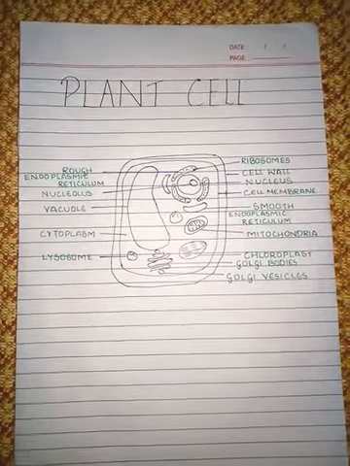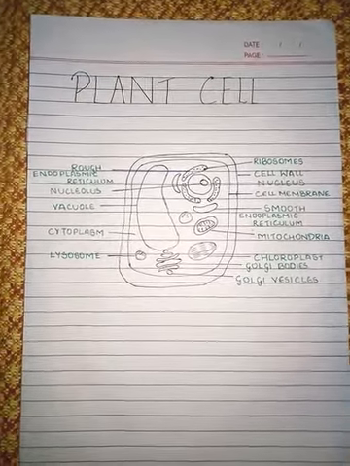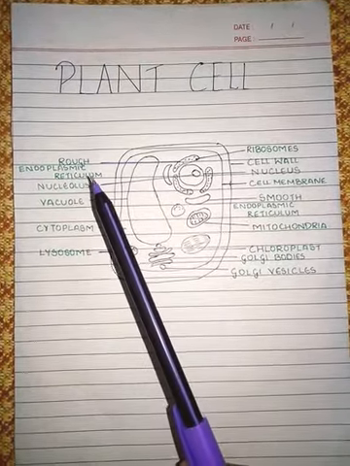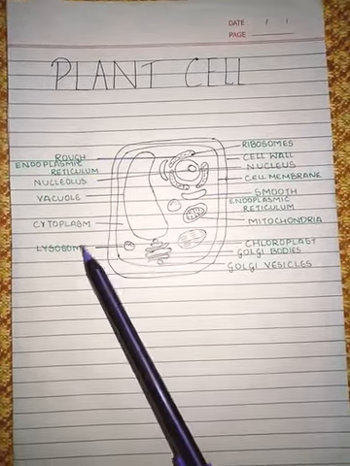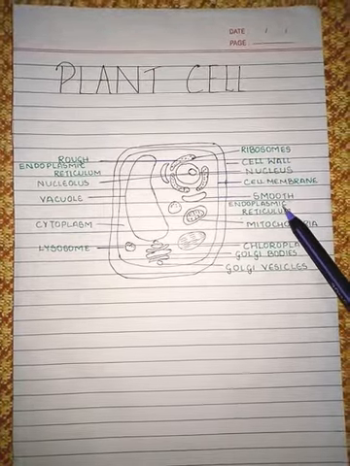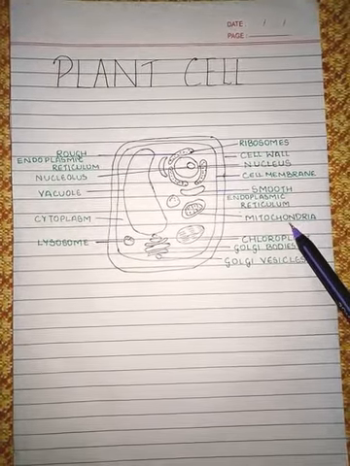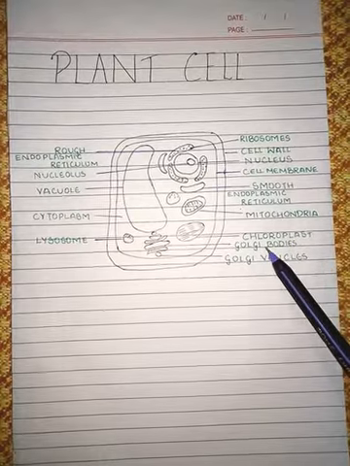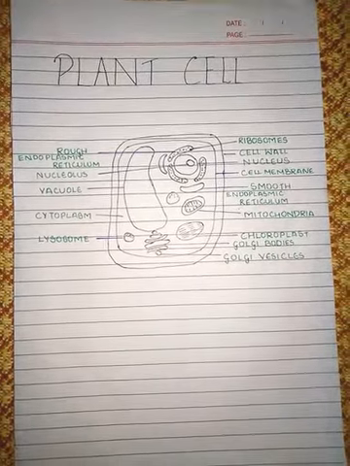This is the diagram of the plant cell. In the plant cell, the cell organelles are rough endoplasmic reticulum, vacuole, lysosome, ribosomes, nucleus, smooth endoplasmic reticulum, mitochondria, chloroplast, Golgi bodies and Golgi vesicles.